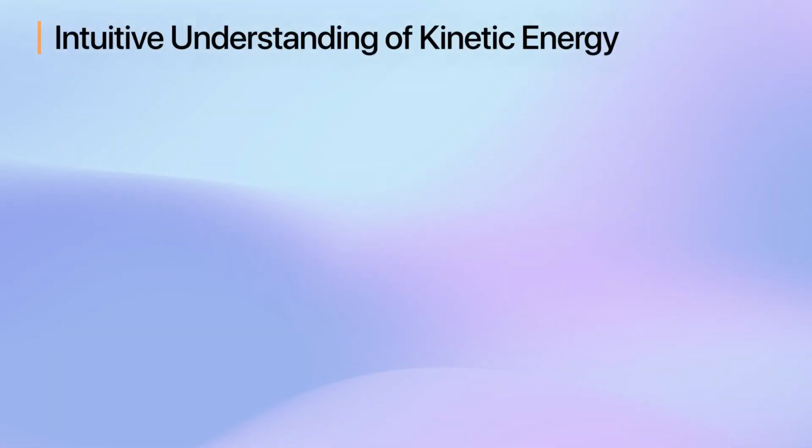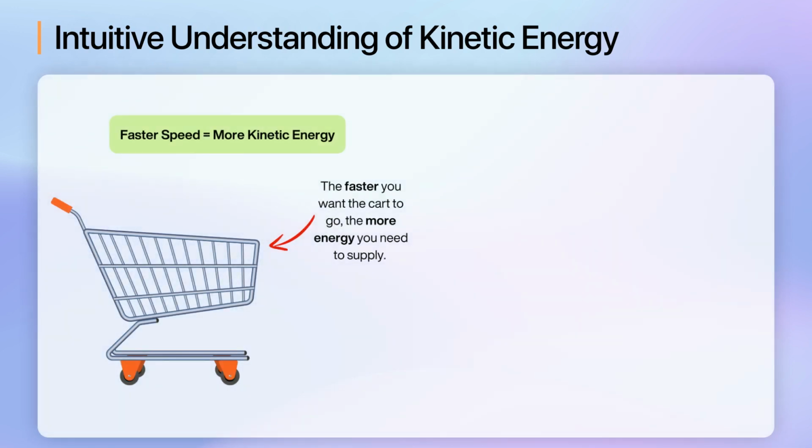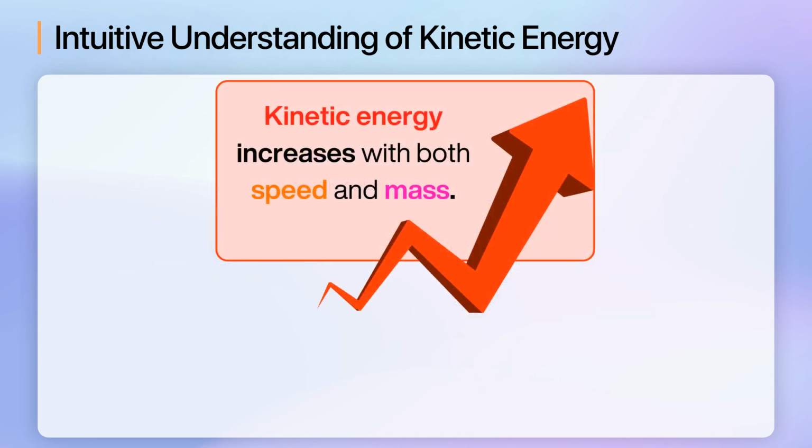From this example, we can see two important points about kinetic energy. Firstly, faster speed equals more kinetic energy. This means that the faster you want the cart to go, the more energy you need to supply. Secondly, more mass equals more kinetic energy. So, the heavier the cart, the more energy you need to push it to the same speed. From these observations, we expect a mathematical relationship where kinetic energy increases with both speed and mass.